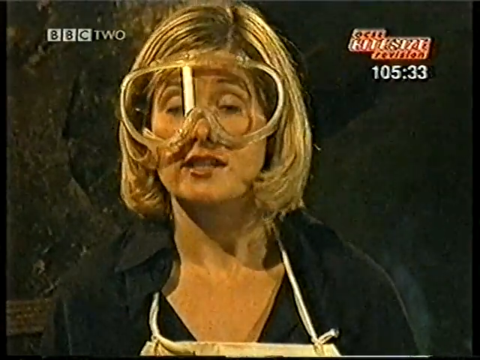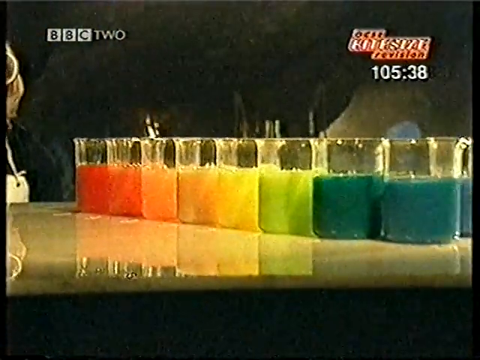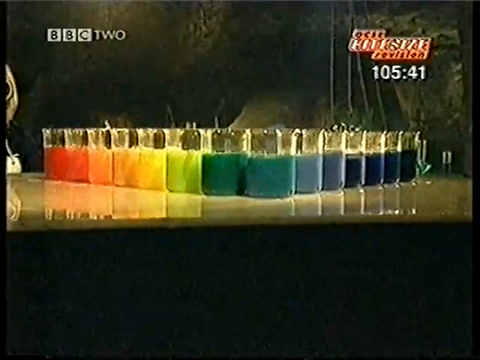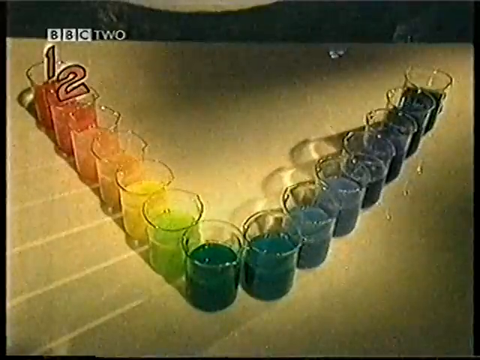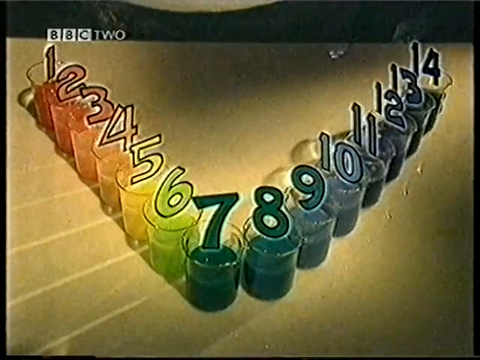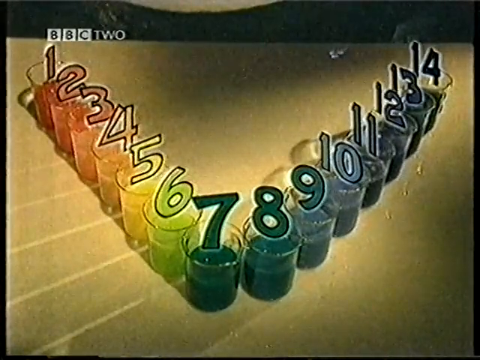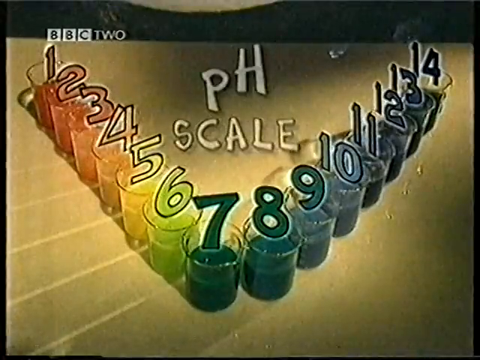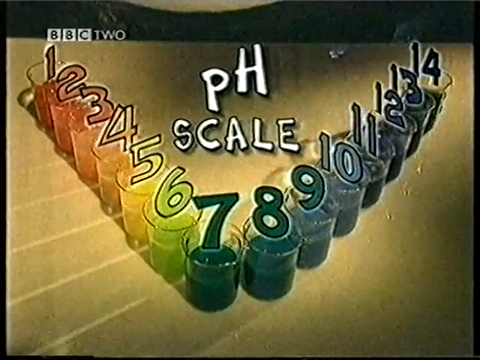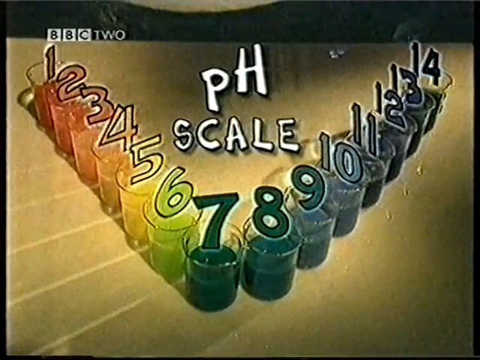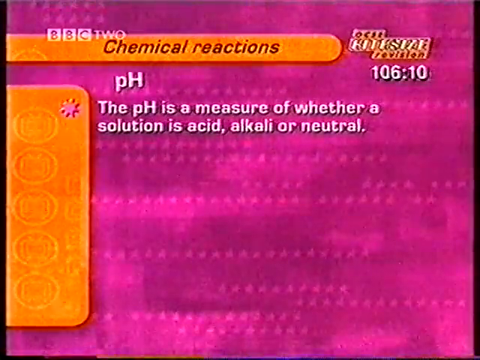Now, if I try these experiments on lots of different substances, I end up with all these colours, from the very red at one end to the very blue at the other end. If we number them from 1 for a strong acid to 14 for a strong alkali, with 7 in the middle meaning neutral, neither acid or alkali, then we have a scale, known as the pH scale. And the pH scale is how acidity and alkalinity are measured in scientific terms. So the pH is a measure of whether a solution is acid, alkali or neutral.